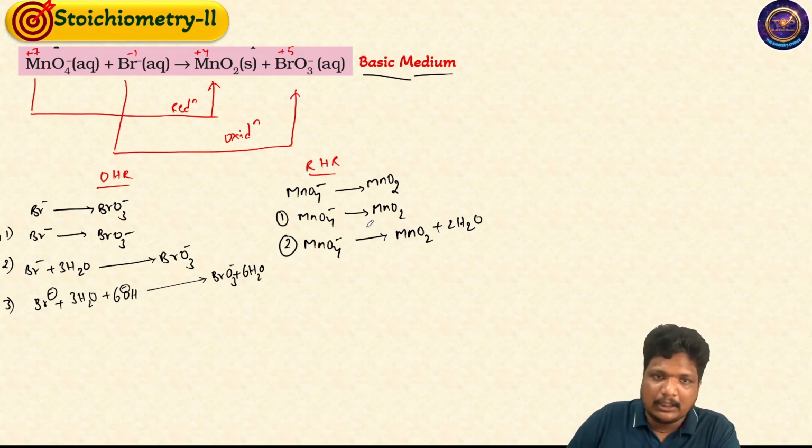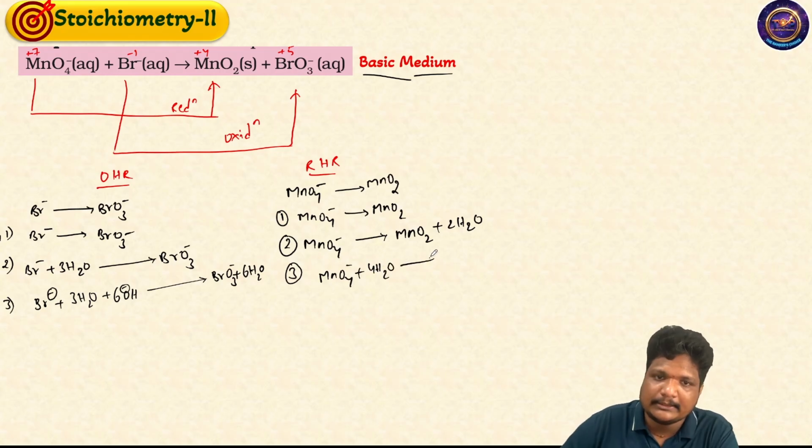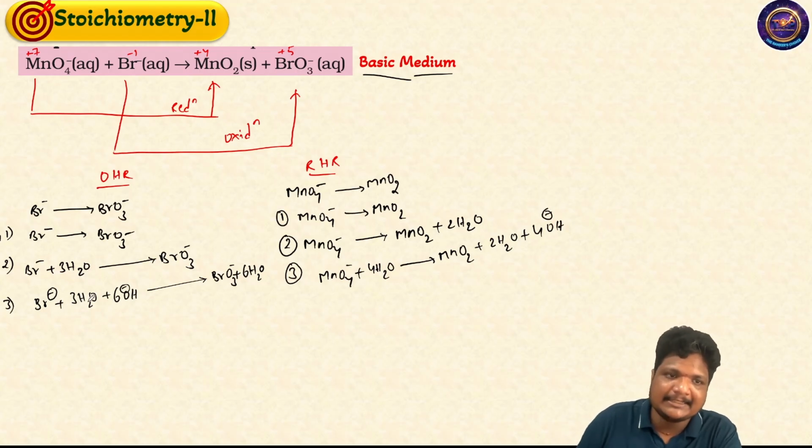Now in the reduction half-reaction, on the left side we have four oxygens and no hydrogens. On the right side we have 4 hydrogens, so you have to balance these hydrogens. So MnO4 minus plus 4H2O gives rise to MnO2 plus 2H2O plus 4OH minus. Now you can balance the charge.